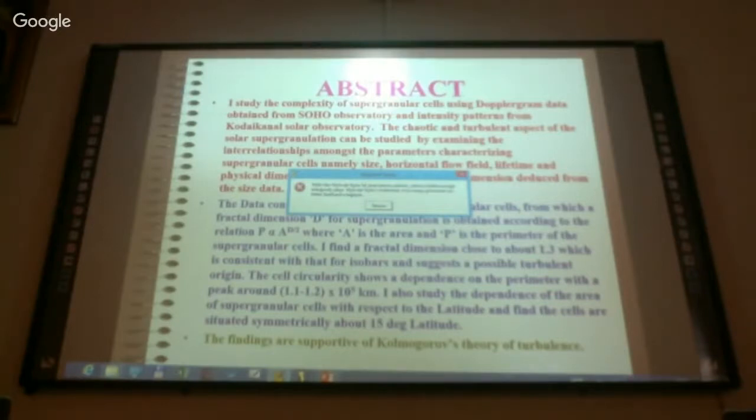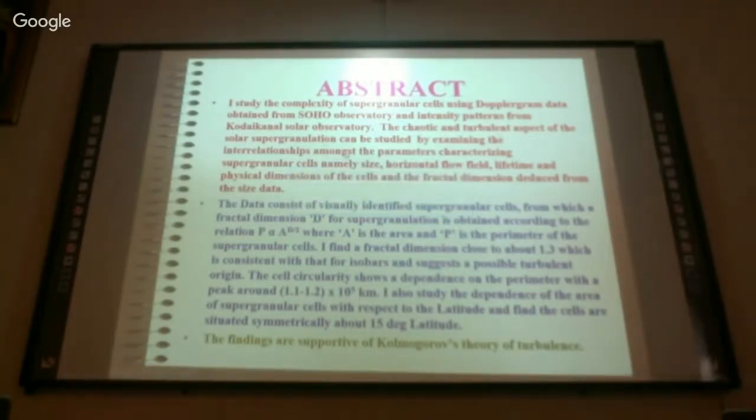And then I find that the fractal dimension is close to 1.3, which is consistent with that for isobars and suggests a possible turbulent origin of supergranulation. The cell circularity shows a dependence on the perimeter with a peak around 1.1 to 1.2 times 10^5 kilometer. I also study the dependence of the area of the supergranular cells on latitude, and I find that the cells are situated symmetrically above the 15-degree latitude. The findings are all supportive of Kolmogorov's theory of turbulence.